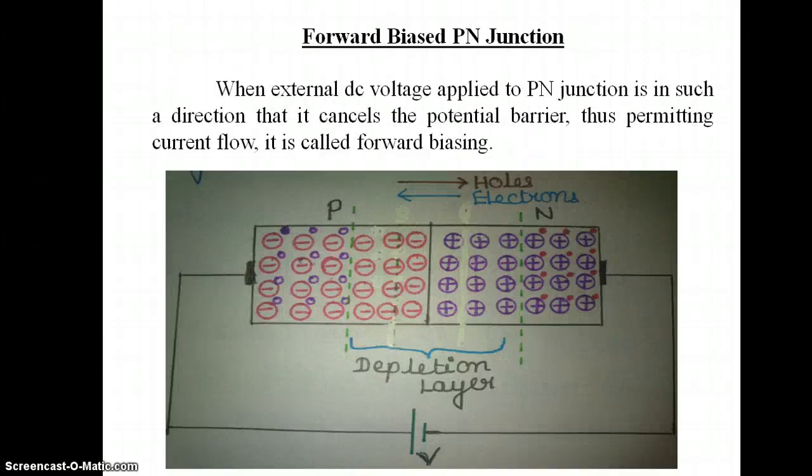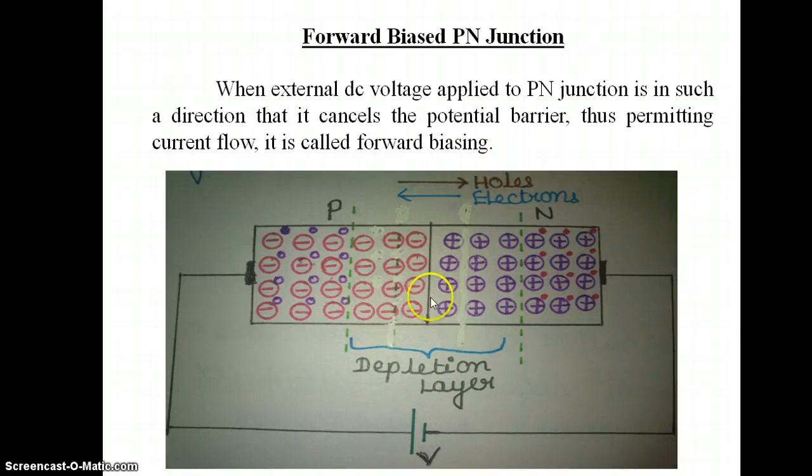Now we are going to discuss the forward bias PN junction. First, we connect the voltage source to the PN junction. In this voltage source, the positive terminal is connected to the P region and the negative terminal is connected to the N region, which means the PN junction is forward biased. The basic definition is: when the external DC voltage applied to the PN junction is in such a direction that it cancels the potential barrier, so the potential barrier value decreases, thus permitting the current flow, it is called forward biasing.